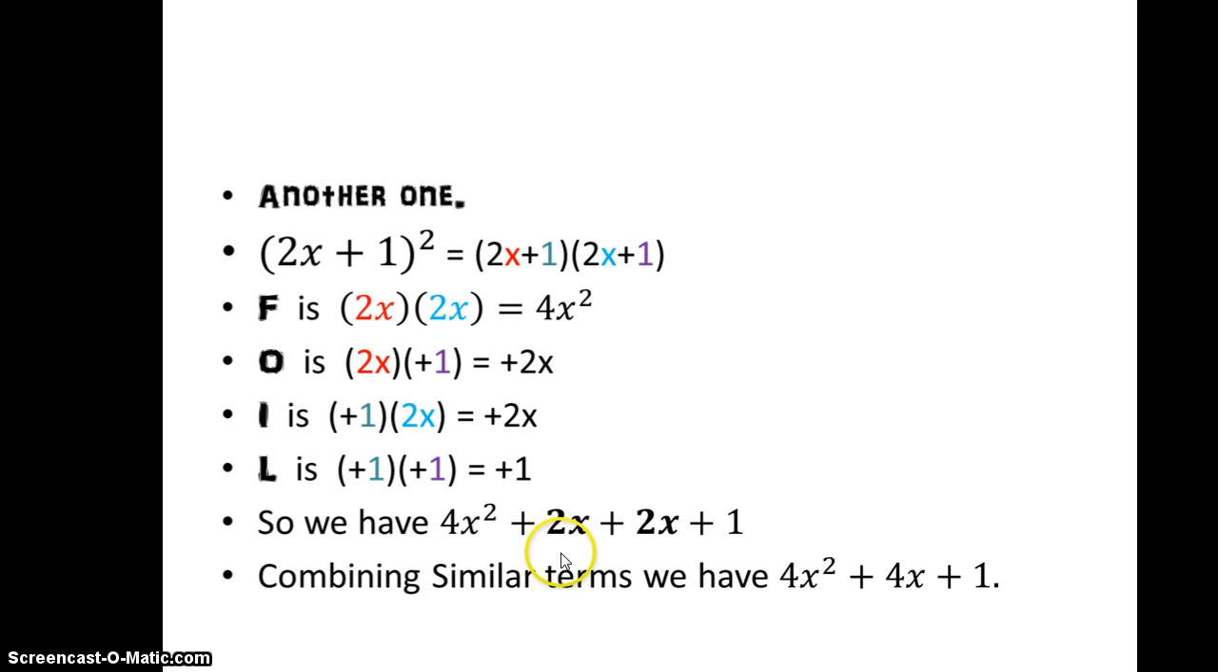So we have 4x squared plus 2x plus 2x plus 1. Combining similar terms, we have 4x squared plus 4x plus 1.